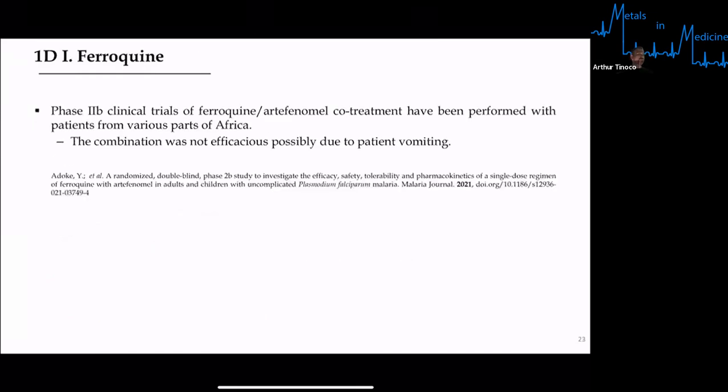So ferroquine entered into phase 2B clinical trials. So this was in a combinatorial fashion, a co-treatment between this compound and artemisinin. And this was performed in different patients, in various parts of Africa. But in this study, so this is 2021, it appears that it was not efficacious. And the reason why it was believed not to be very effective is because it induced vomiting in patients. So basically not enough is getting, I guess, internalized or metabolized and absorbed into the body. So yeah, because of that excessive vomiting, not very potent.